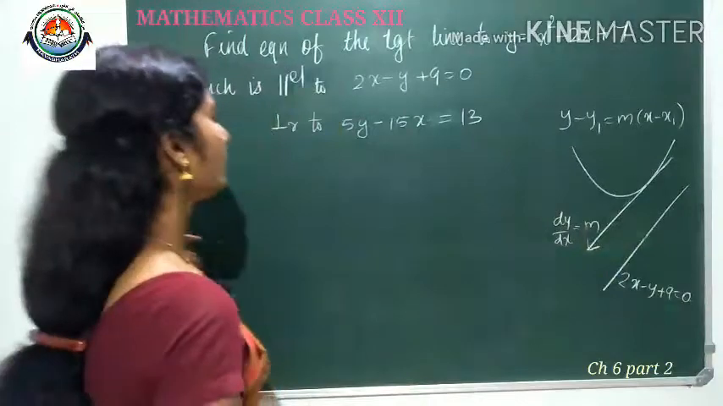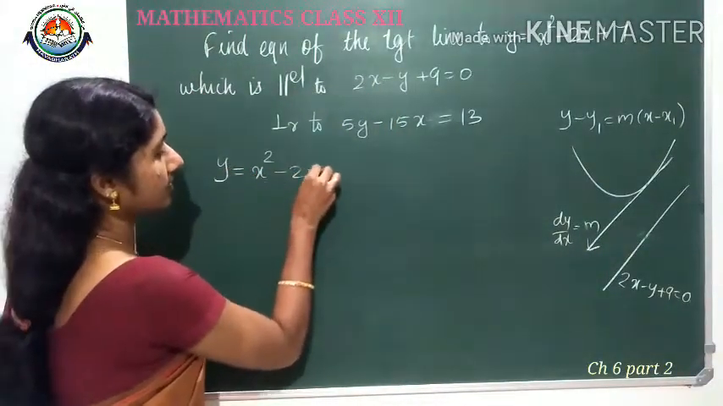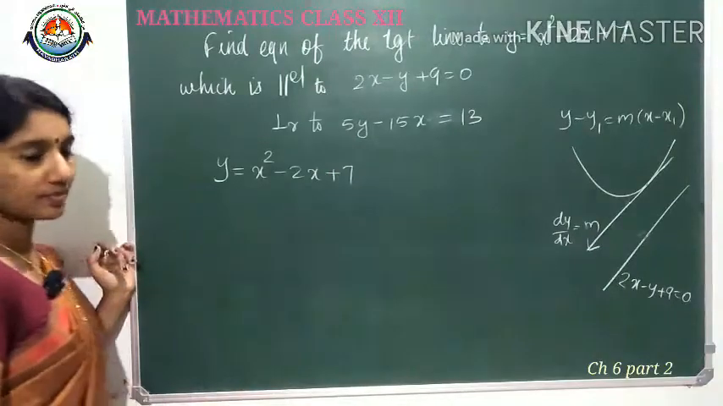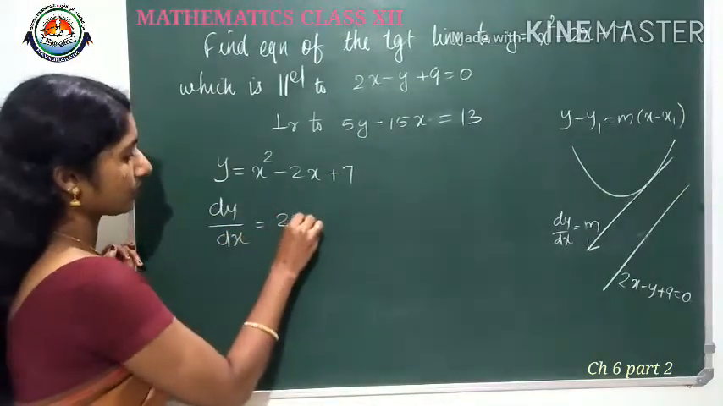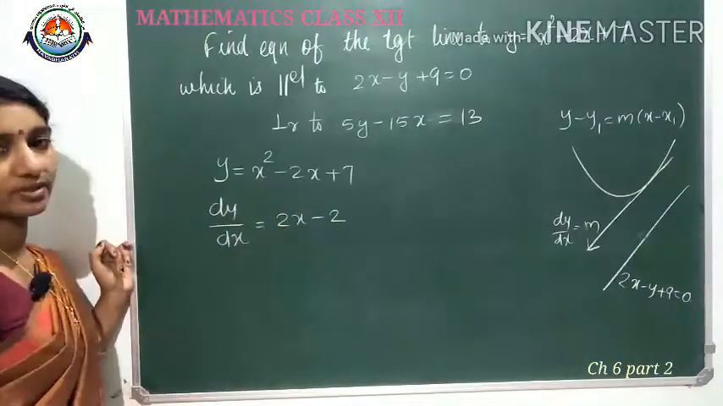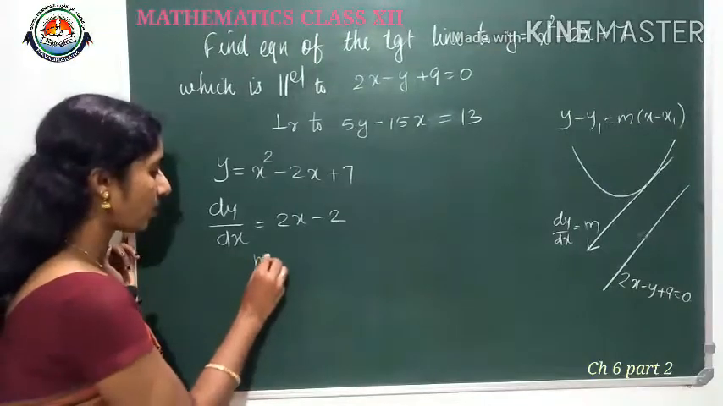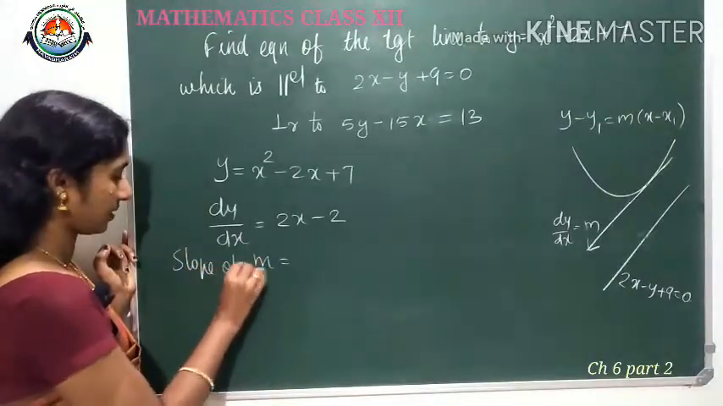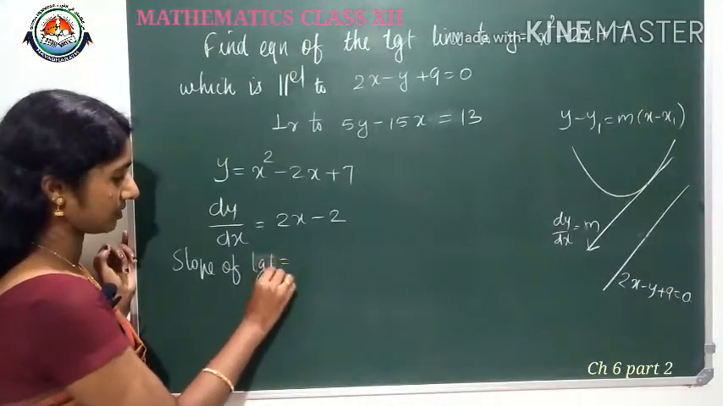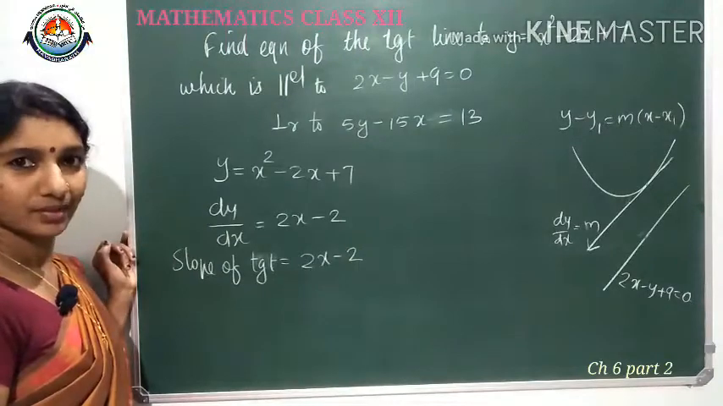Okay. So first, the curve is given: y equal to x square minus 2x plus 7. What is dy by dx? Dy by dx is equal to 2x minus 2, differentiating with respect to x. This is the slope of the tangent; slope of the tangent is 2x minus 2. Okay.